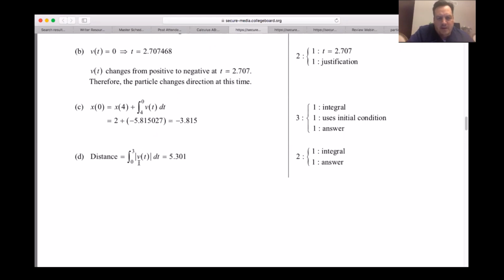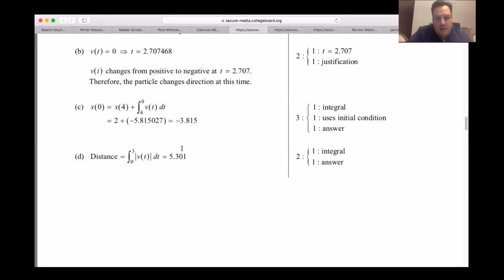And the same thing in part D. The total distance is just the integral of the absolute value of velocity. Notice 1 point for the integral. So the absolute values are really important. You had to have those written down. And then when it says integral, you have to have the limits correct as well, 0 to 3. So that was worth 1 point.